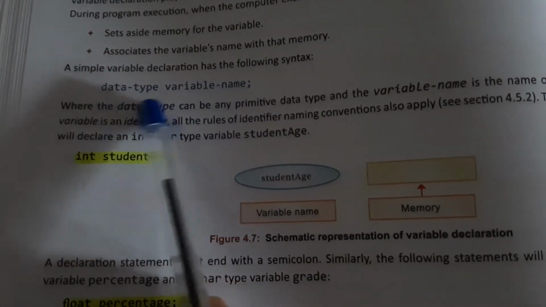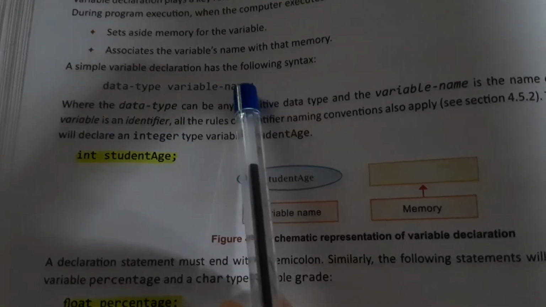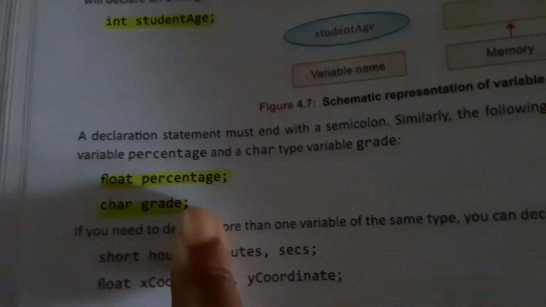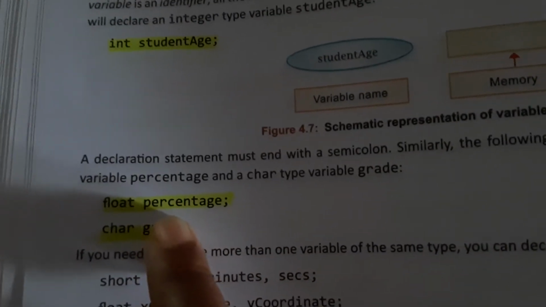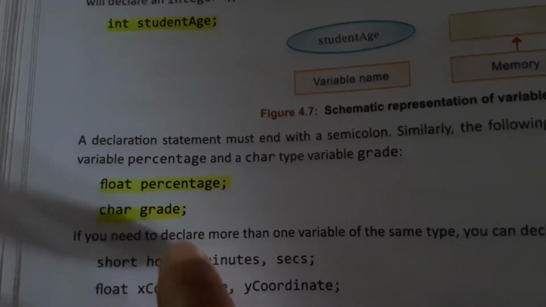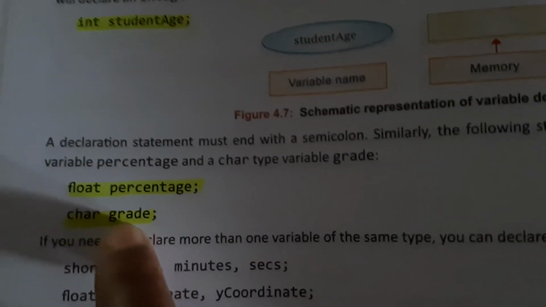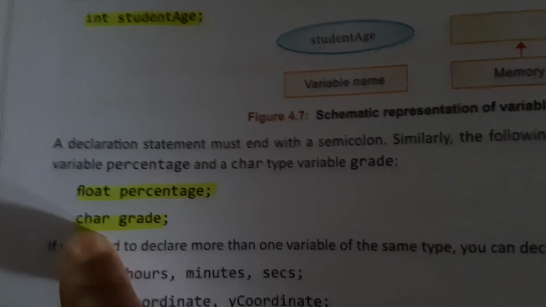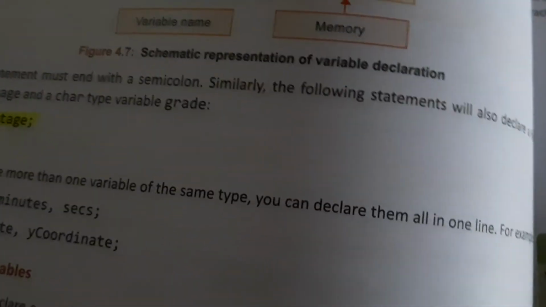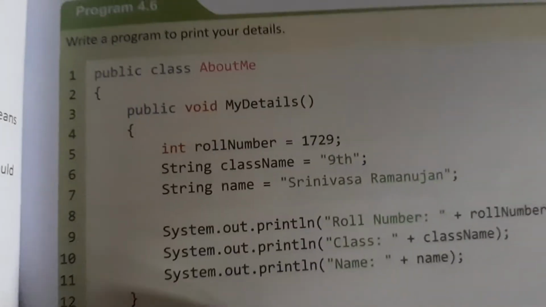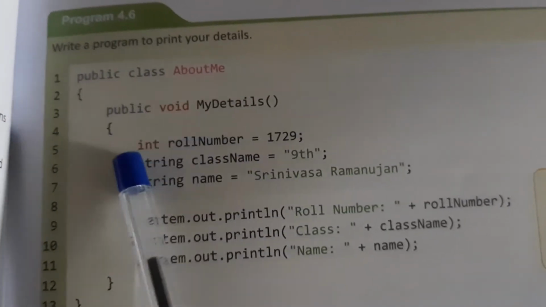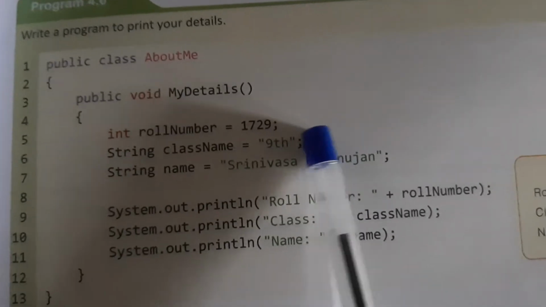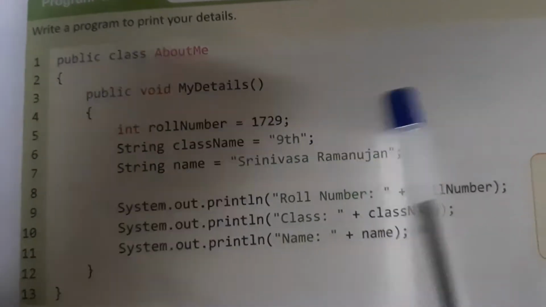You can see the syntax that is given here: data type, variable name. Percentage is always in the form of a decimal point, so the data type is given as float. Grade, like A, B, C: the value is given in the form of an alphabet, so the data type is given as character. So this is how we give it. Now in the simple example that is given, suppose we are finding a roll number. What is the data type given? Int. So it is 1729, whatever number it is.